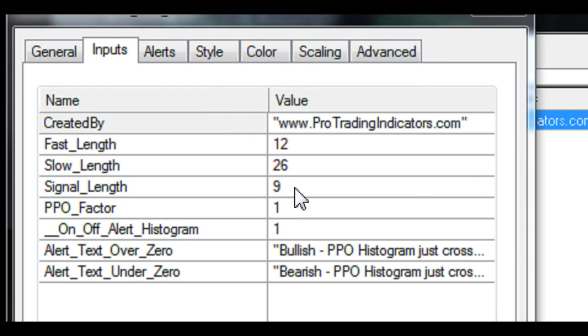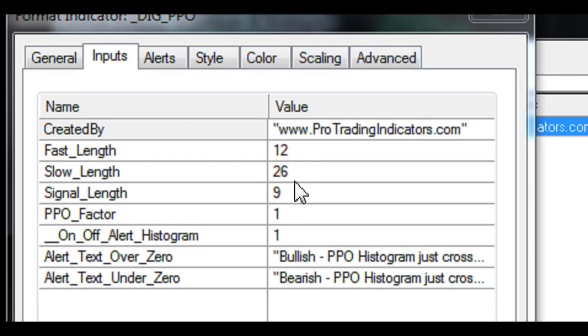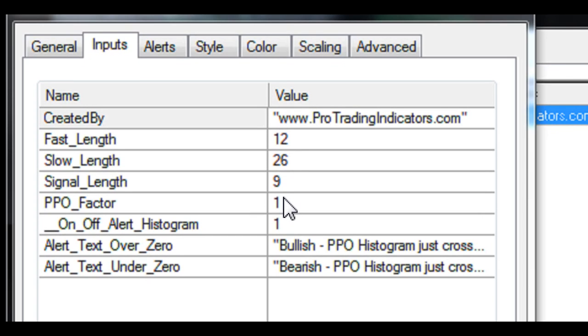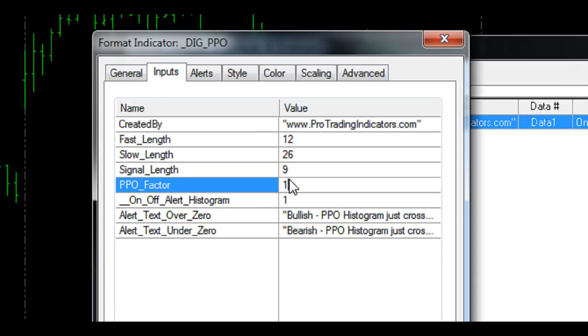Another part of that is the signal length. It's a look-back factor. It's a complex indicator, but we've basically boiled it down to these three simple numbers. And then the PPO factor is kind of a unique multiplier. Basically, if you want to adjust all of those higher or lower, you can run through 1 through 5. I've looked at it up to 5, but again, I've brought it right back to 1 and left it where it is. So those are the inputs.